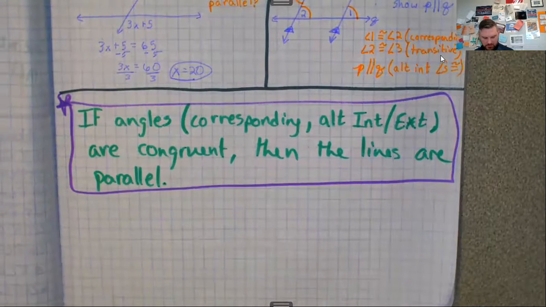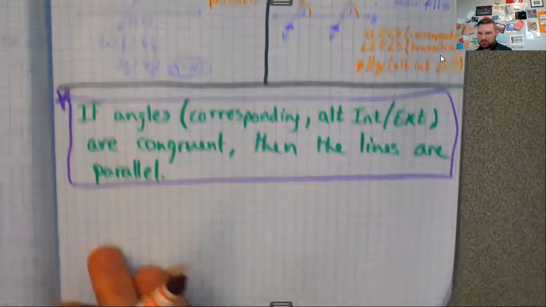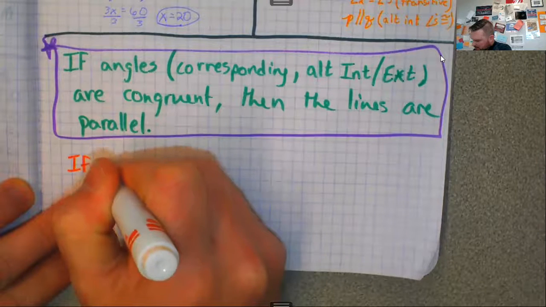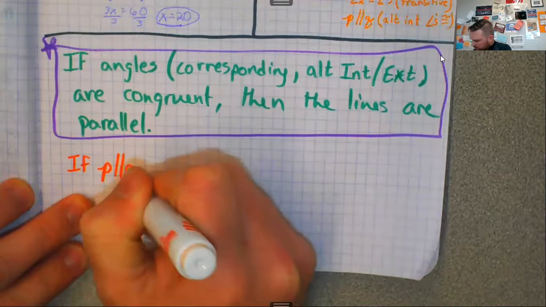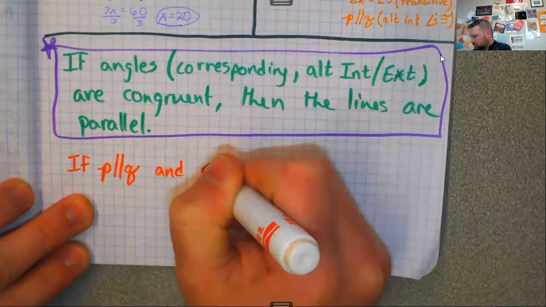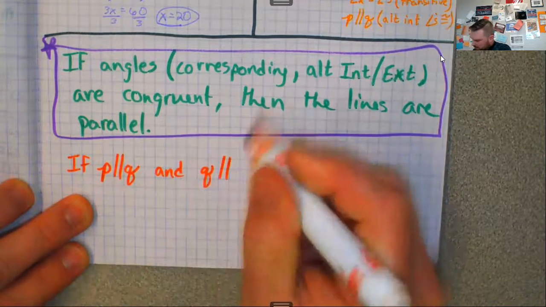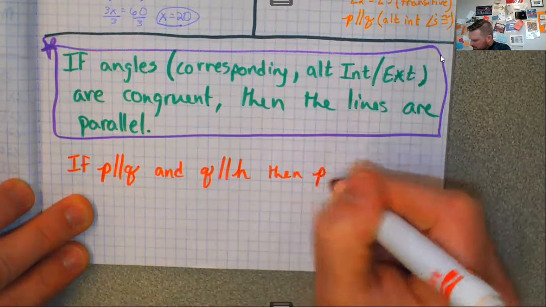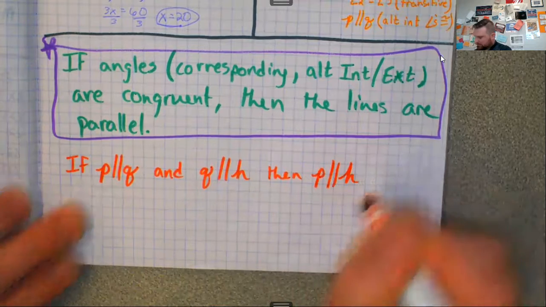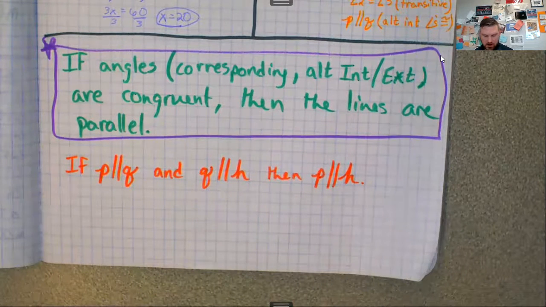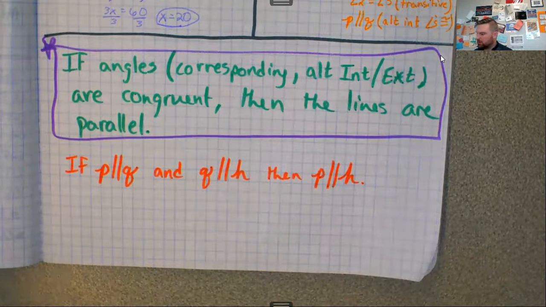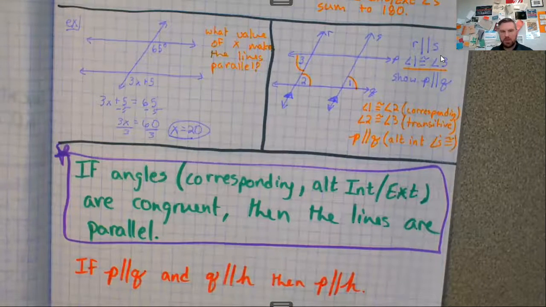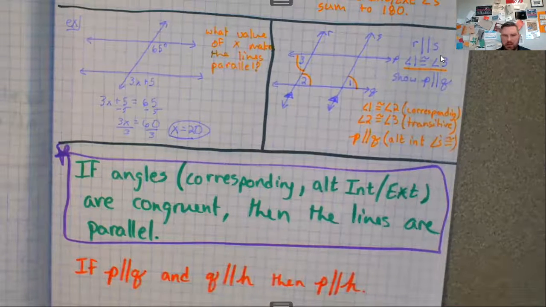We could also have the transitive property with lines. So if P is parallel to Q and Q is parallel to H, then P is parallel to H. That would be the transitive property of parallel lines. So again, it's kind of the same thing that we've talked about before with the angle pairs, but in a little different manner.